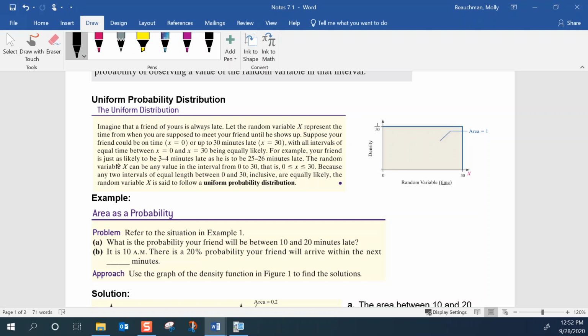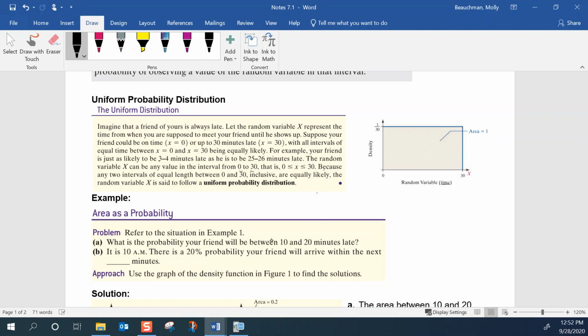For example, your friend is just as likely to be 3 to 4 minutes late as he is to be 25 to 26 minutes late. The random variable x can be any value in the interval from 0 to 30. Because any two intervals of equal length between 0 and 30 are equally likely, the random variable x is said to follow a uniform probability distribution.